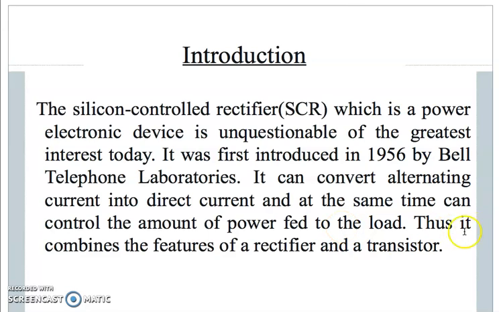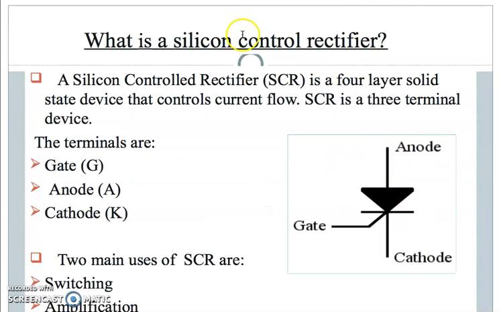So thus it combines the features of rectifier and transistor. What is the feature of rectifier? It performs AC to DC. What is the feature of transistor? It performs the controlling mechanism. Next, we shall see what is silicon controlled rectifier.